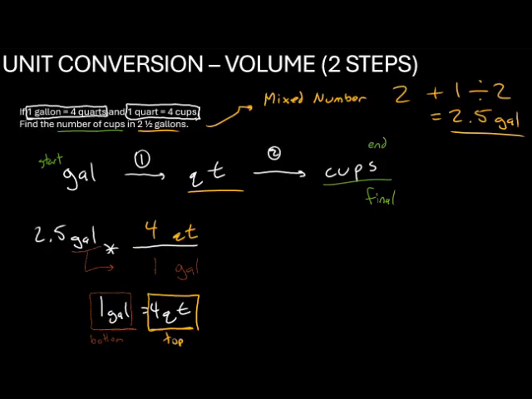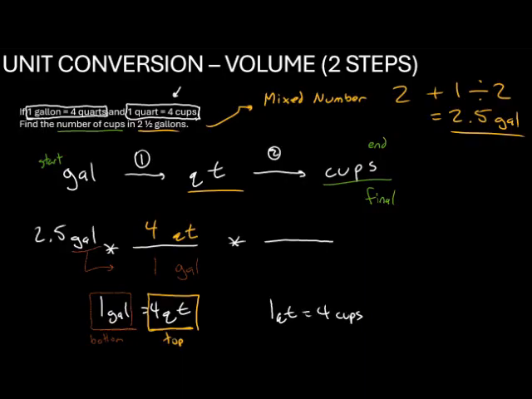To shortcut the math a little bit, we can put another multiplication sign and then another division bar. Our second step will have us going from quarts to cups. So let's look for a piece of information in the problem statement that has quarts and cups. Note that we have 1 quart equaling 4 cups. So let's write that as well.